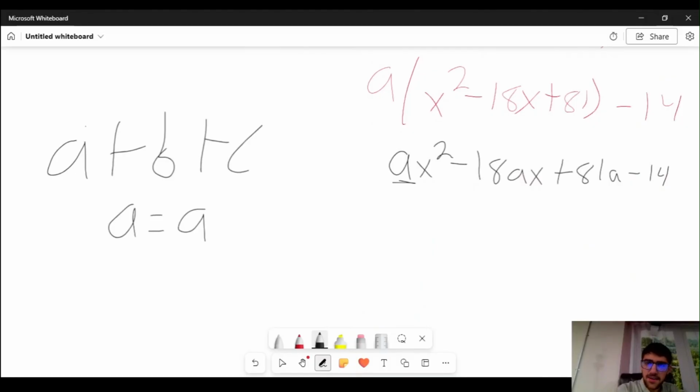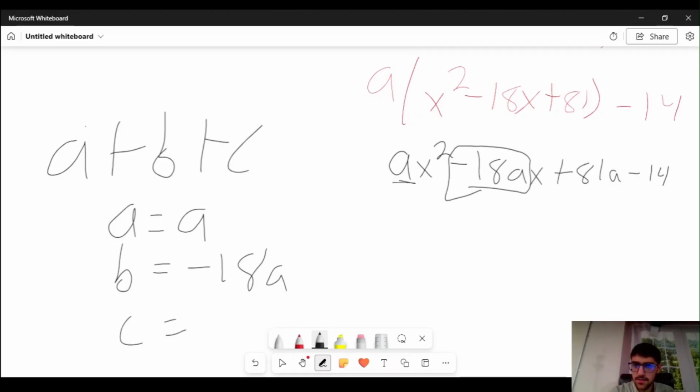I mean, there could be a coefficient, but there is none in this example. a is the coefficient. So then b is equal to negative 18a. And then the coefficient of x is b. The coefficient of x squared is a. And then the constant is c.